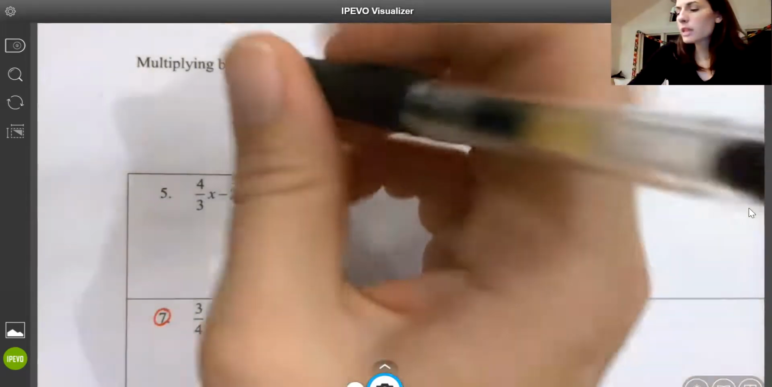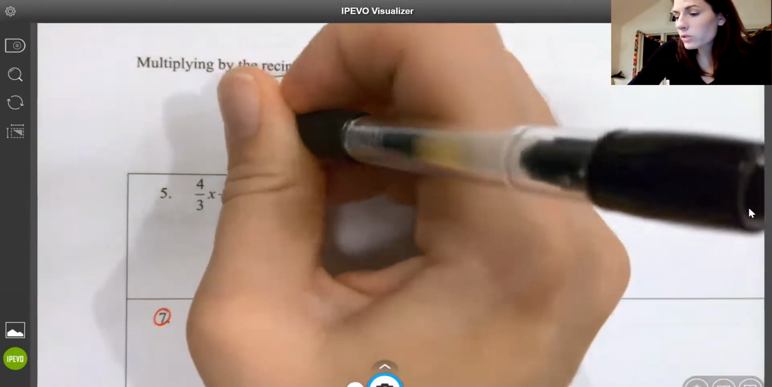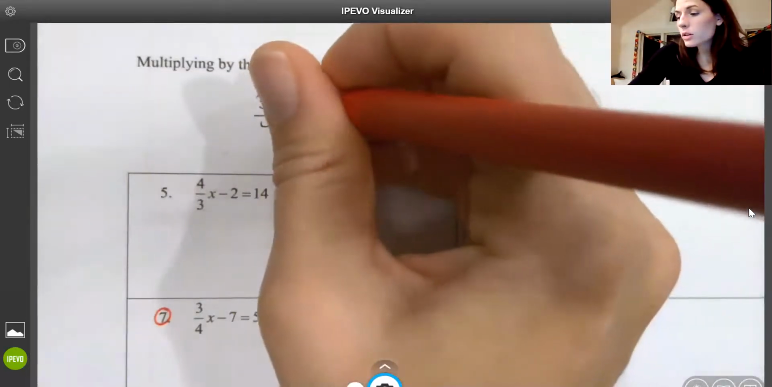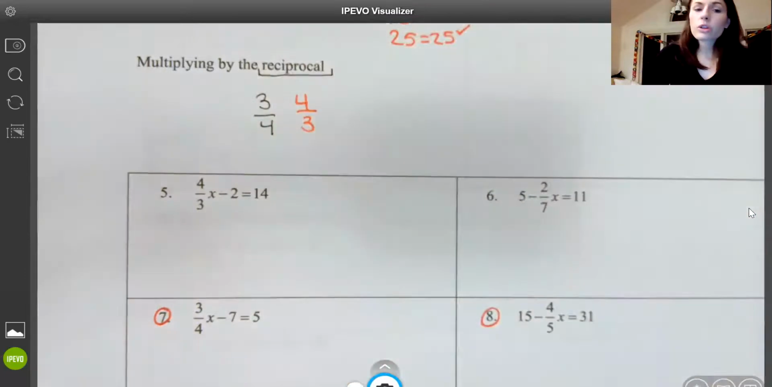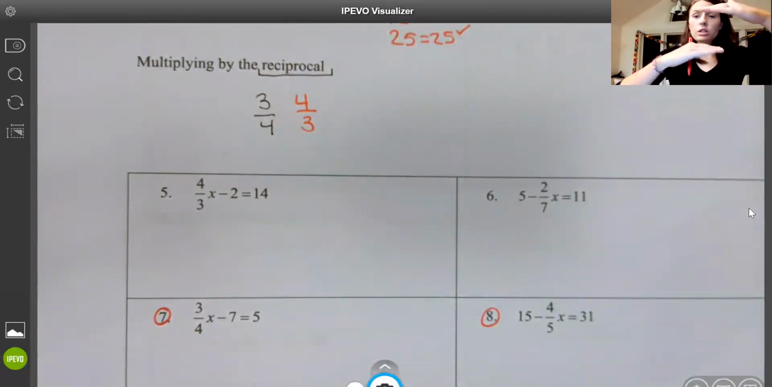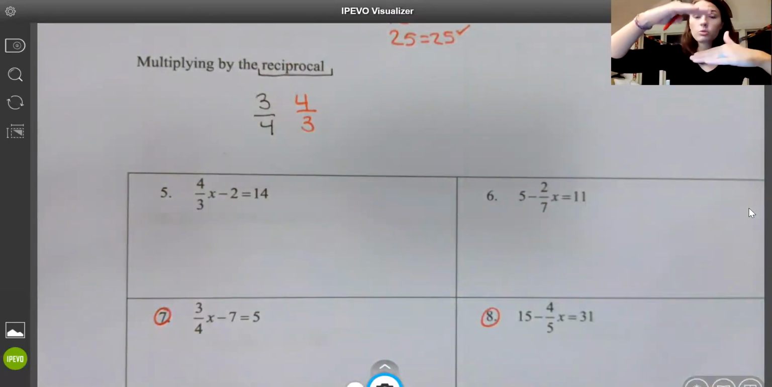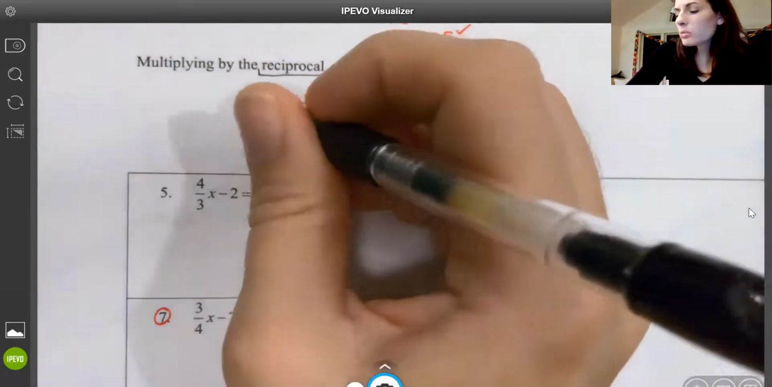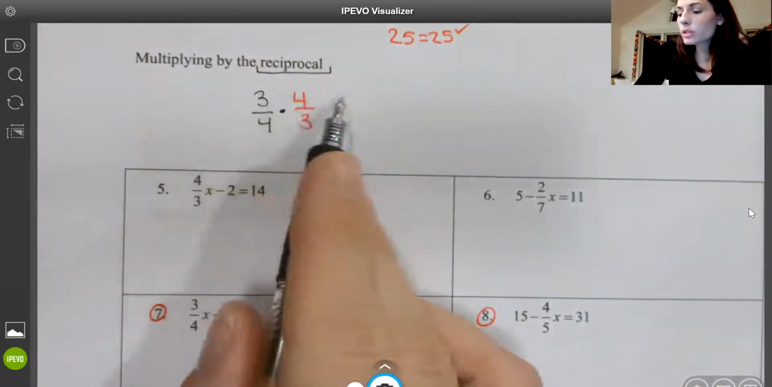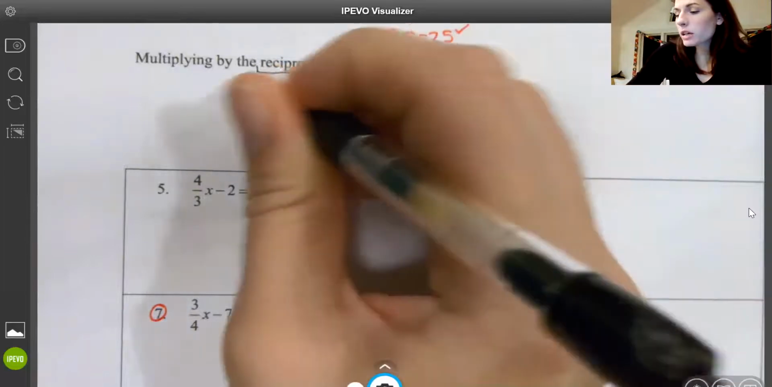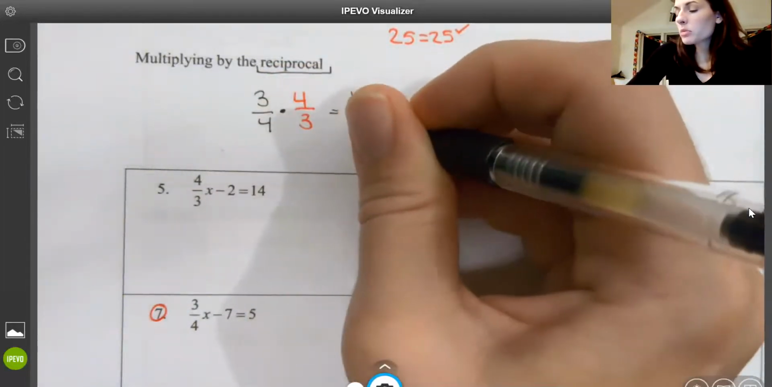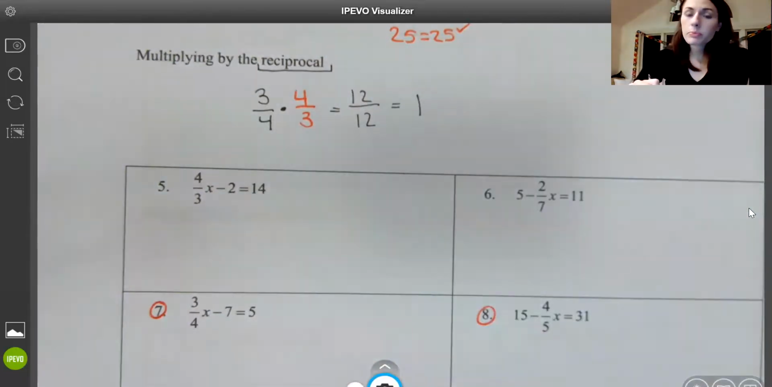So I'm going to just write a fraction, 3/4. The reciprocal of 3/4 would be 4/3. And all I did there is I took the denominator and moved it to the numerator, and the numerator now lives in the denominator. Okay, the little flip-flop there. And if I multiply a fraction by its reciprocal, if I multiplied here, it would give me 12 in the numerator and 12 in the denominator, or it would give me 1.